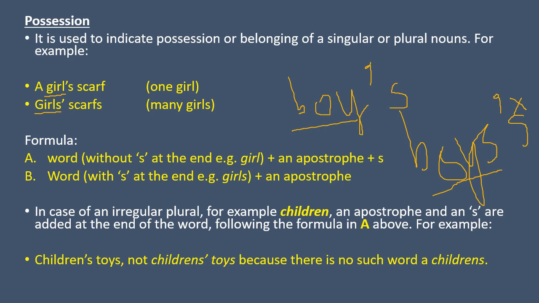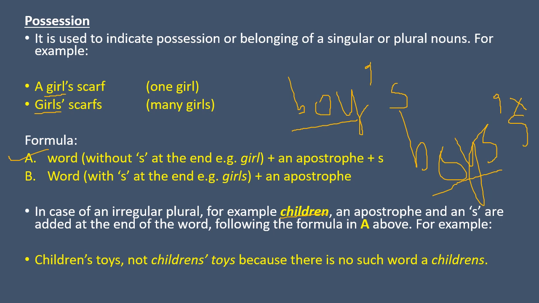For example, we have girls, boys, teachers, students, doctors, engineers. So these are all plurals which have s at the end. But sometimes we don't have an s at the end of a plural word. For example, children. Now children is a plural word, but we don't have an s, so we would treat this as a singular, and we will deal with it as we have done in case A, in this one.